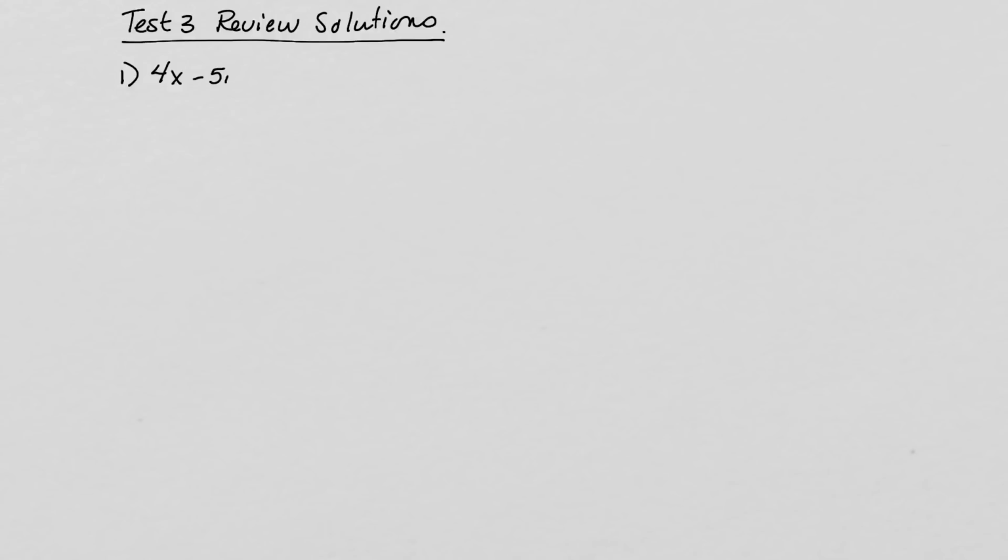So we're going to do the test 3 review solutions and work them out for you. So the first set of problems asks us to find the x and y intercepts. So for problem number 1, they give us 4x minus 5y equals 20.